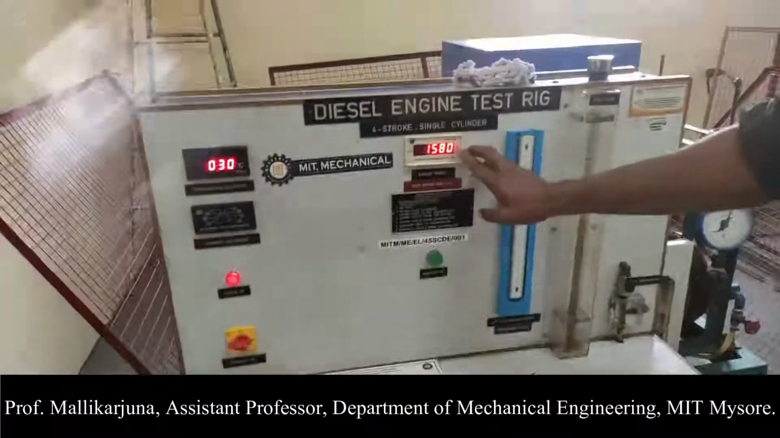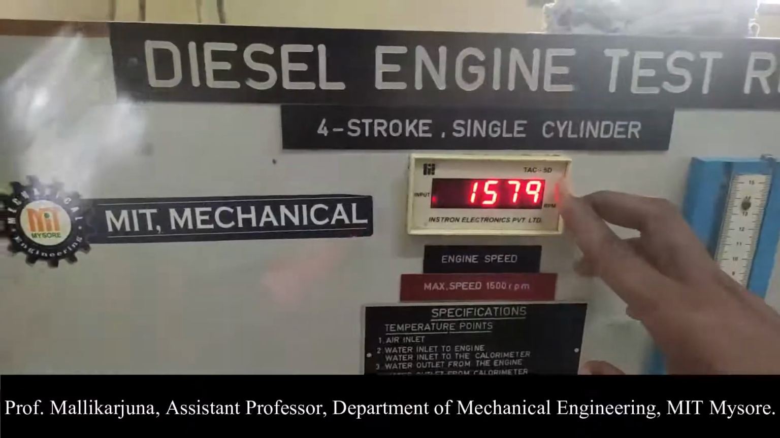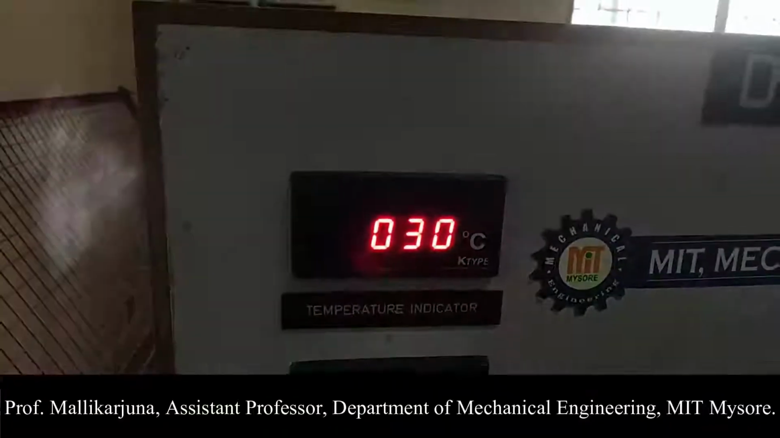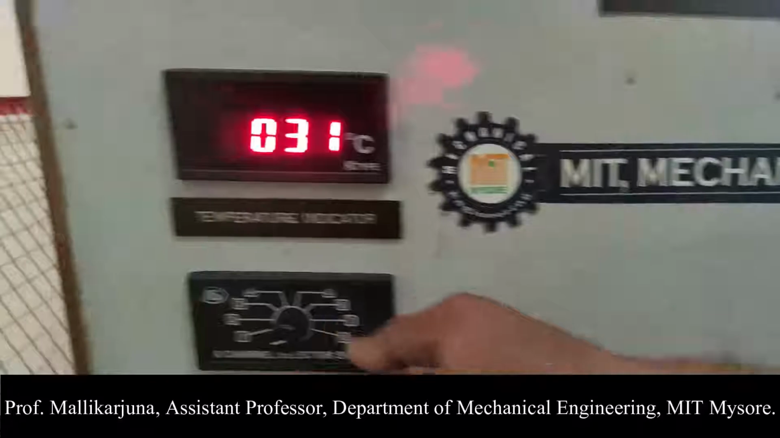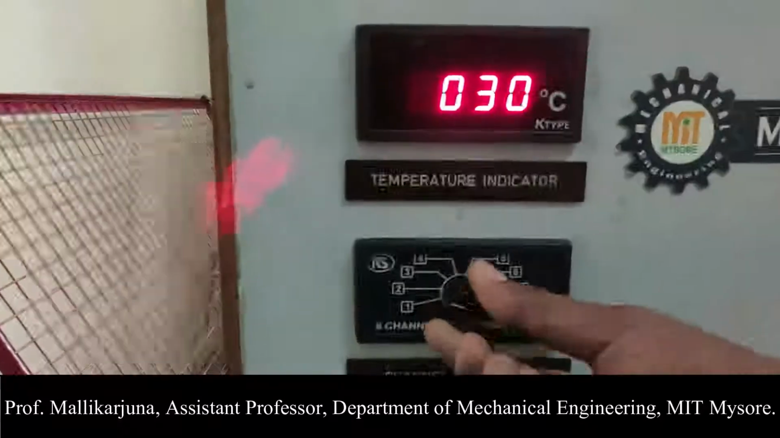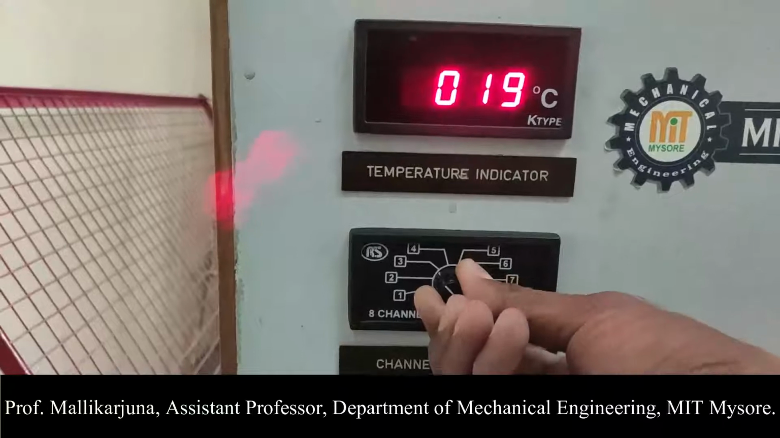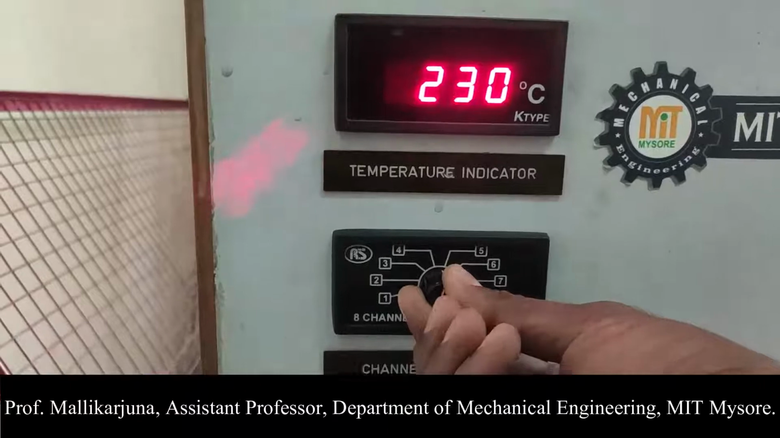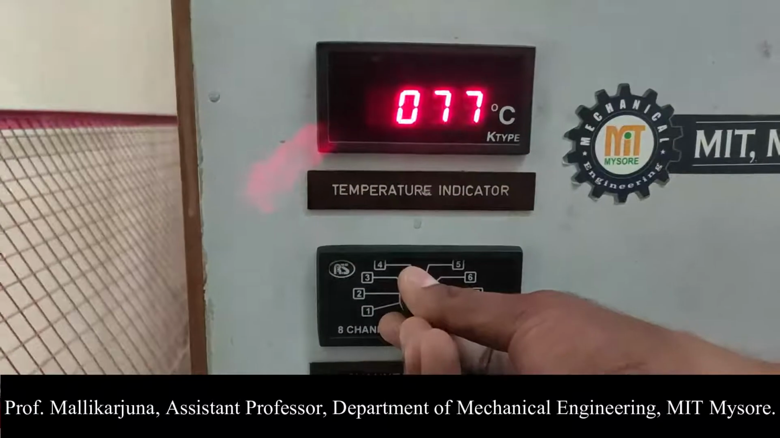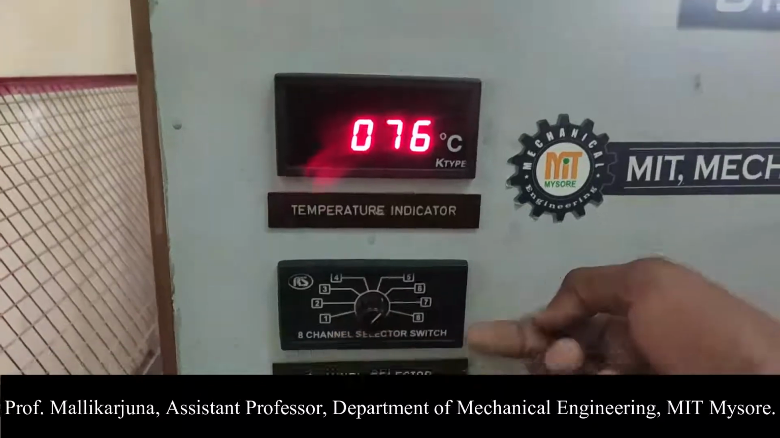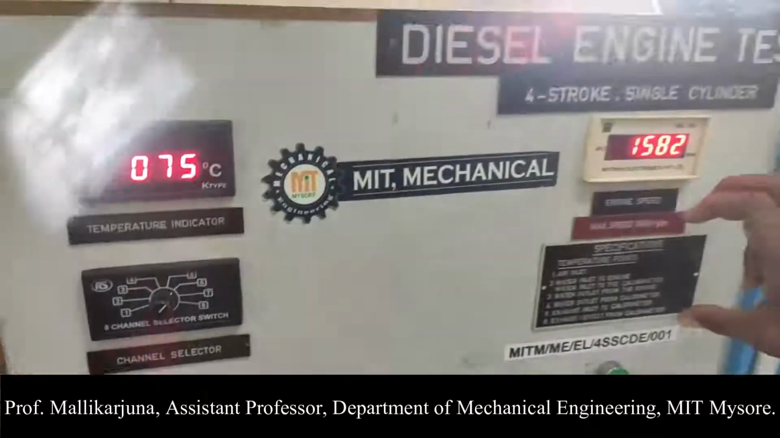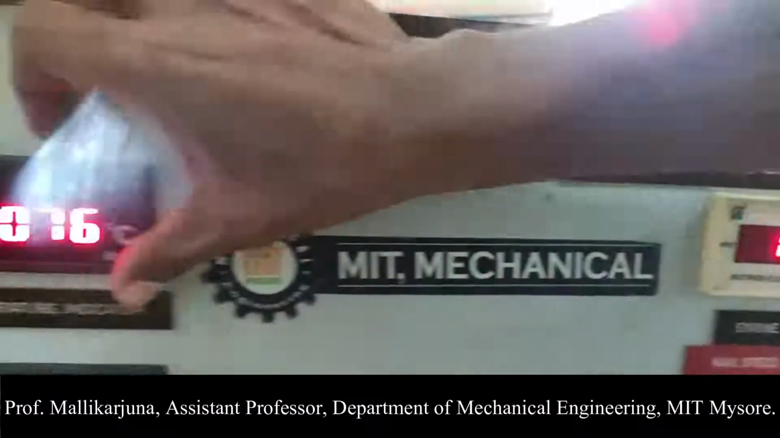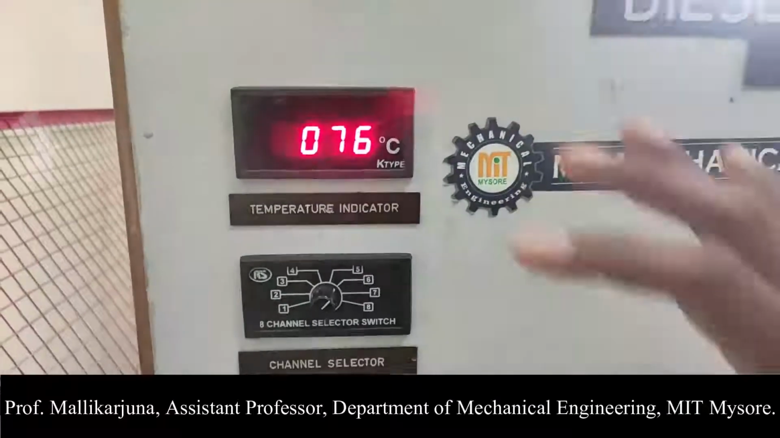Here is the speed with which the engine shaft is running. That needs to be noted down. And now we have 6 different temperatures that need to be noted down here: T1, T2, T3, T4, T5 as well as T6. These 6 temperatures need to be noted down. So the temperature record as well as the speed record as well as the temperature indicator readings should be noted down.